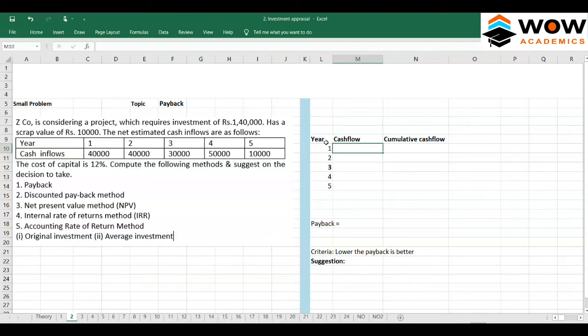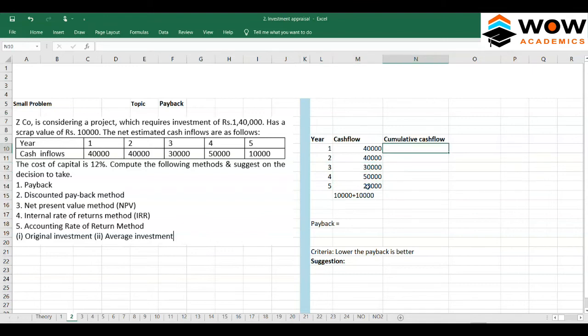So let's type the cash inflows. The cash inflows are 40,000, again 40,000, 30,000, 50,000, 10,000. But if you see, in the last year, they are getting a scrap value plus a cash inflow. So add both numbers. So this would be 20,000.